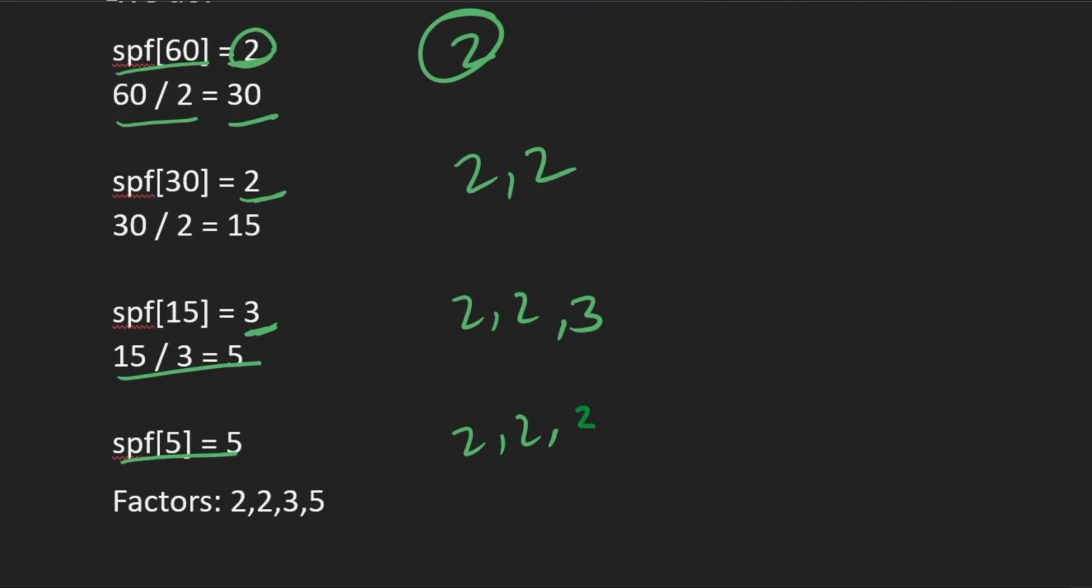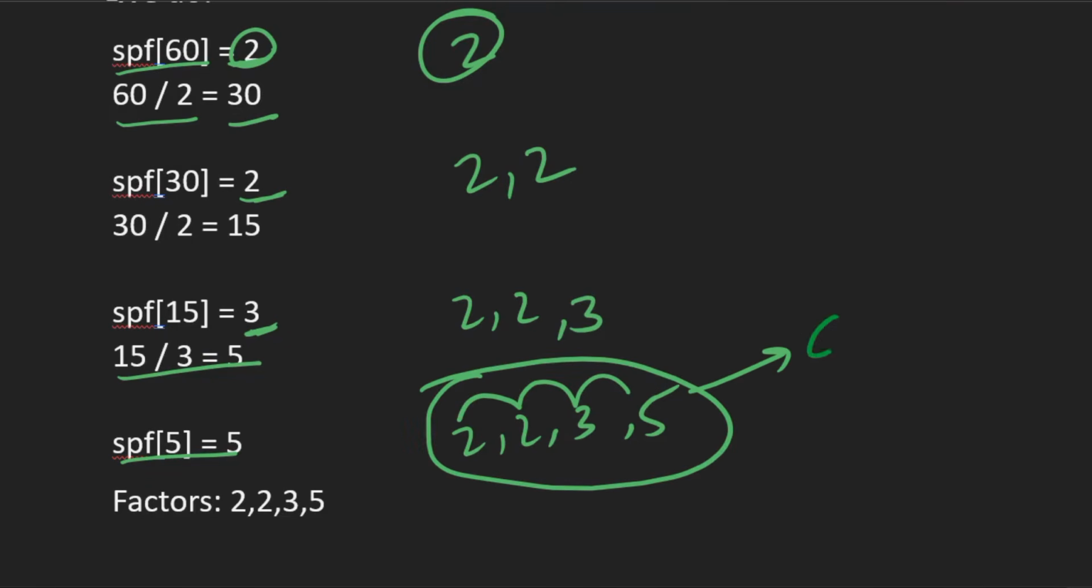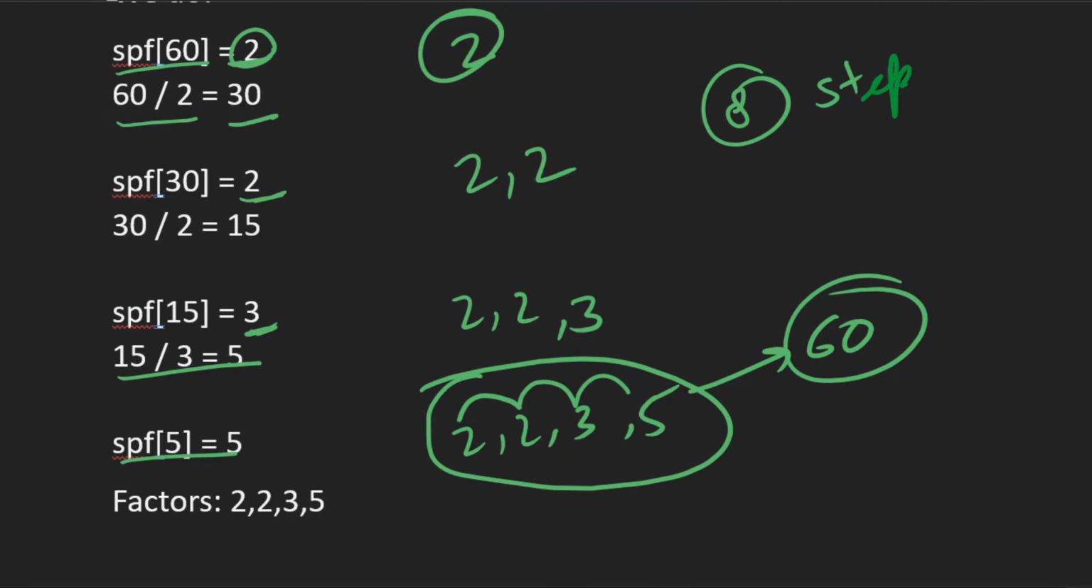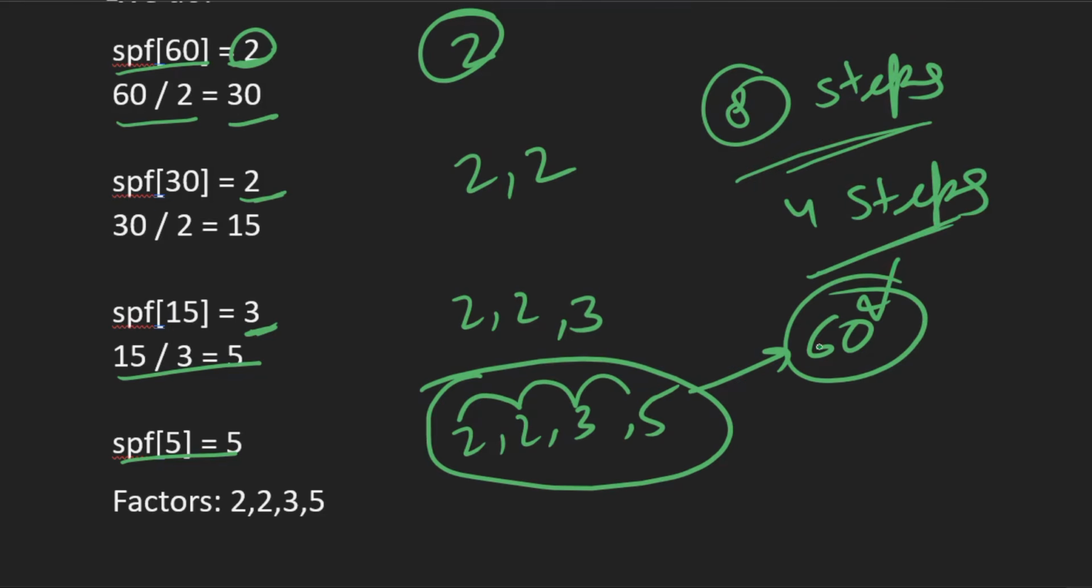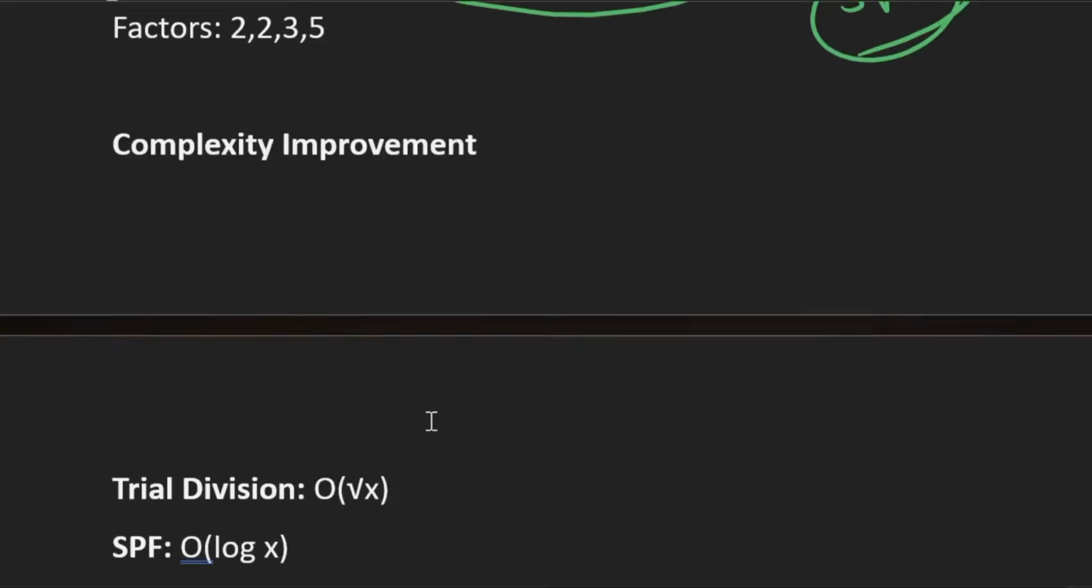So we get 2, 2, 3 and 5, which multiply to 60. So these are the prime factors of 60. So if we have used the normal method, then we have taken 8 steps. Now using SPF, we have taken only 4 steps to find the prime factors of a number. So that's why SPF is faster than the naive factorization or normal factorization method, right?